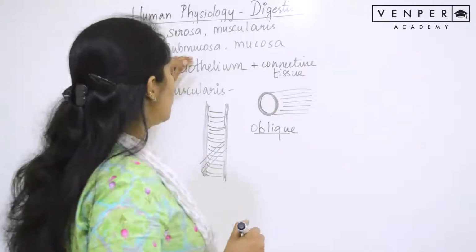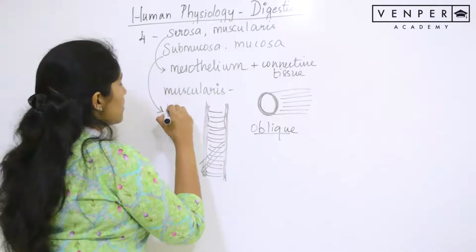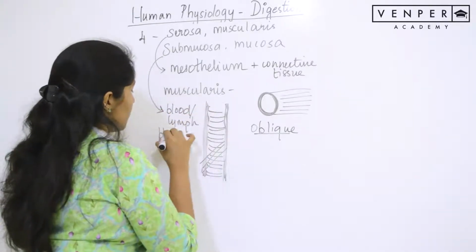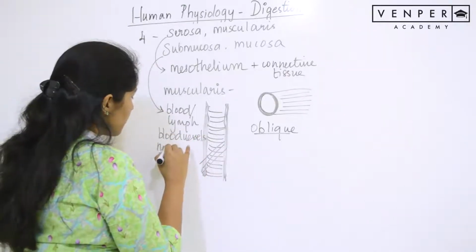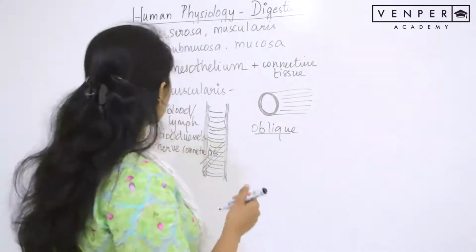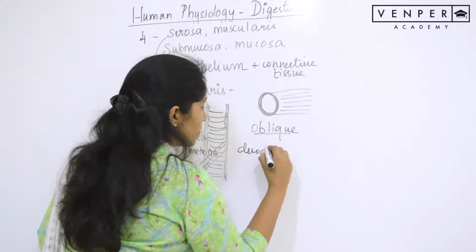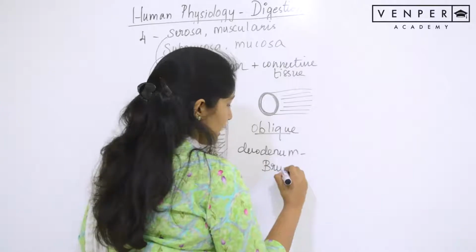Then comes your submucosa layer. Your submucosa contains blood vessels, lymph vessels, and also your nerve connections. The submucosa has glands in the duodenum region, and these glands are called Brunner's glands.